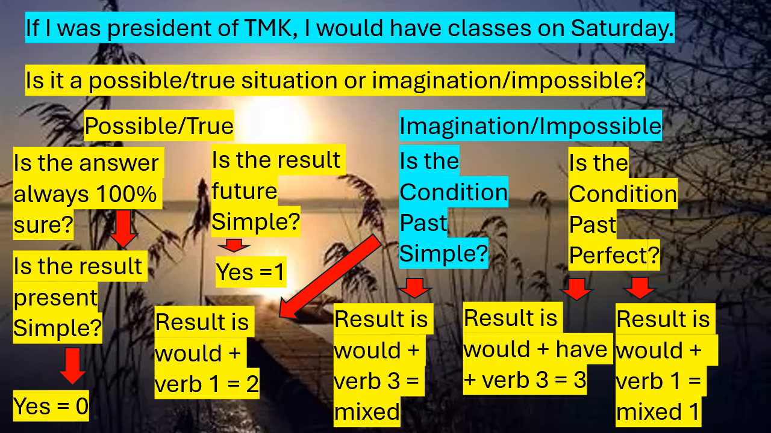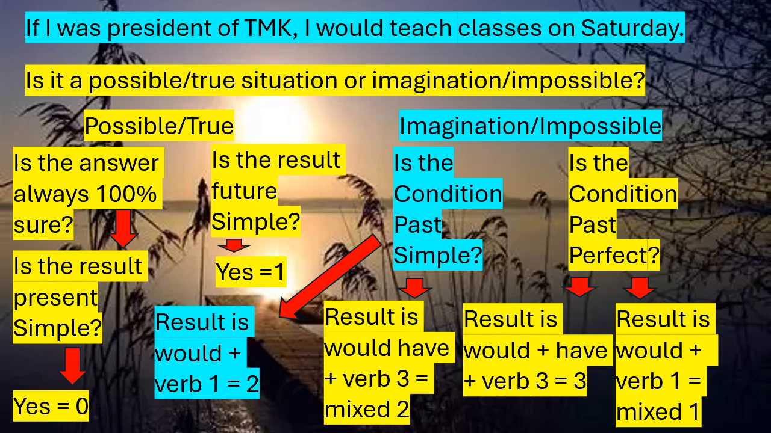And then the result is I would have classes on Saturday. It's would plus verb 1, have. So the result is would plus verb 1 equals conditional type 2.